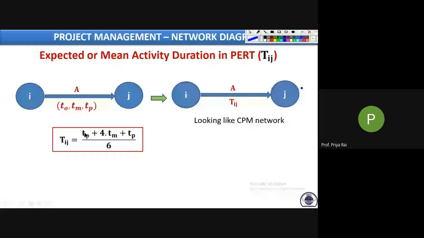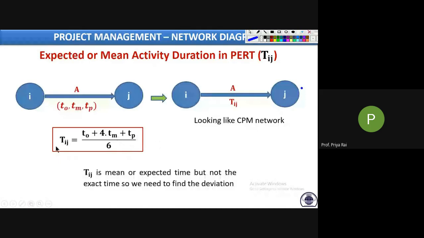The only difference is, first we need to convert these three time estimates into a single mean activity duration. So how do we convert it? This is the formula for conversion. Tij is T optimistic plus 4 times T most likely plus T pessimistic, divided by 6. So this is the formula for Tij.